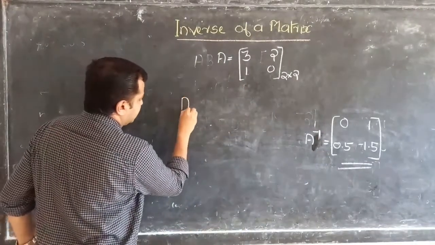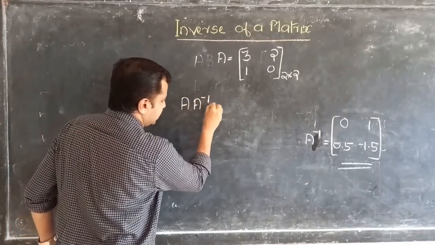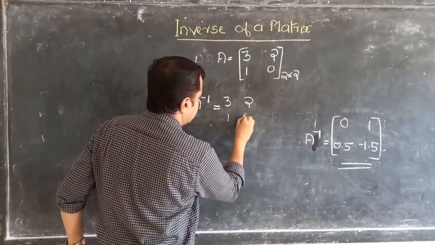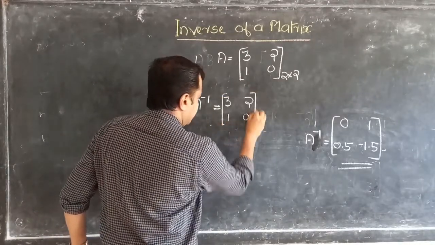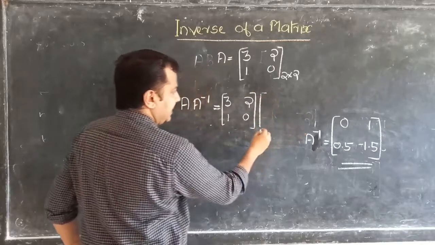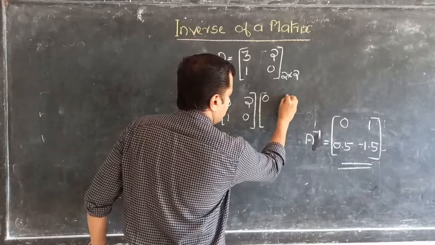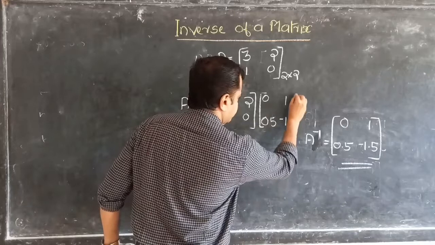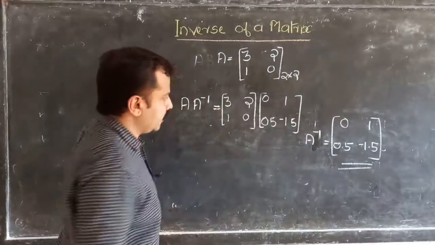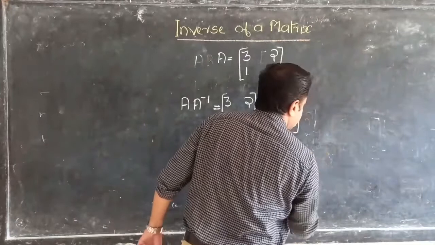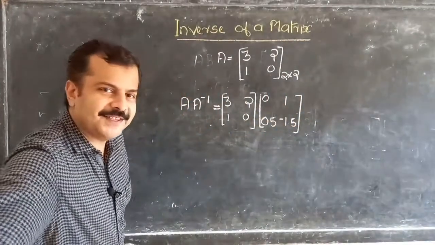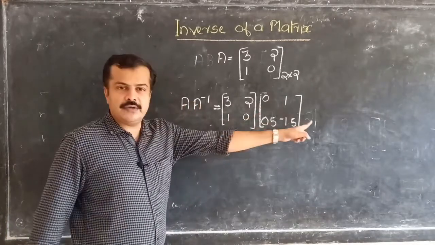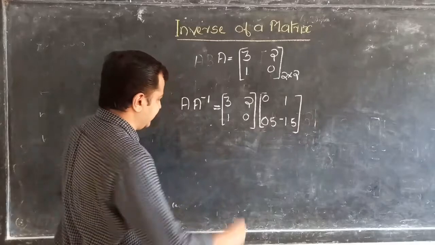I have the given matrix A into A inverse, because the A is already there, so I have 3, 2, 1, 0. Multiplied by, we have already calculated its inverse as 0, 1, 0.5, minus 1.5. Just check whether this property is true or what. Whether the multiplication of a matrix with its inverse produces an identity matrix. Let me check it.